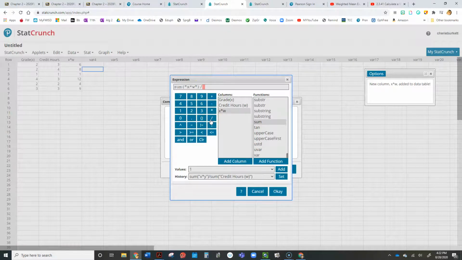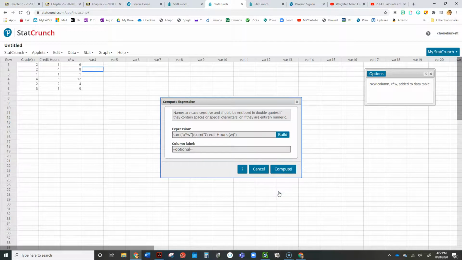I'm going to divide that by, I need the sum again, of the weight column, which is the credit hours. Okay, so I'm going to find the sum of the X times weight column, and then I'm going to divide that by the sum of the credit hours. Okay, I'm just going to press OK. I'm going to label it. The answer is going to be the weighted average.